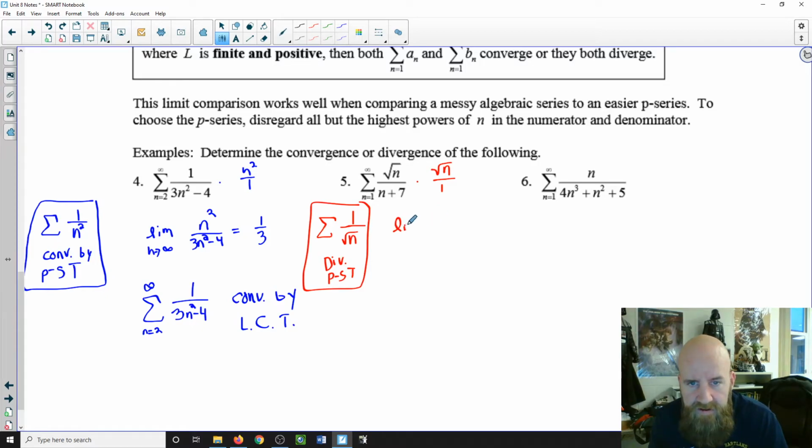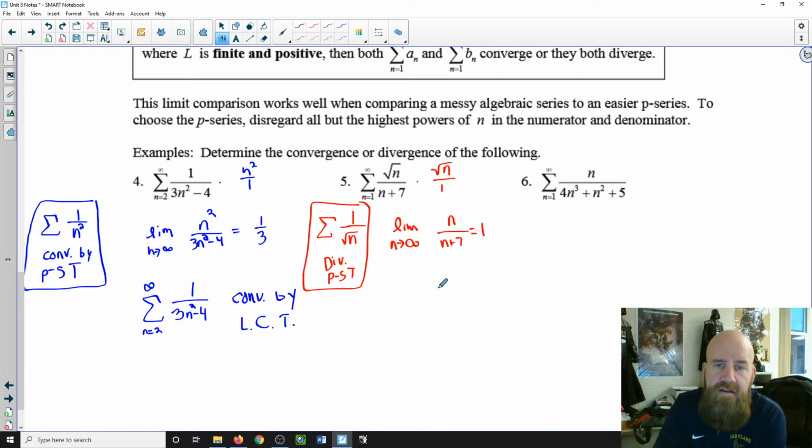Taking the limit of, we get n over n plus 7. That limit would be 1. And this series would diverge. That diverges by limit comparison. And that's what you've got to do.